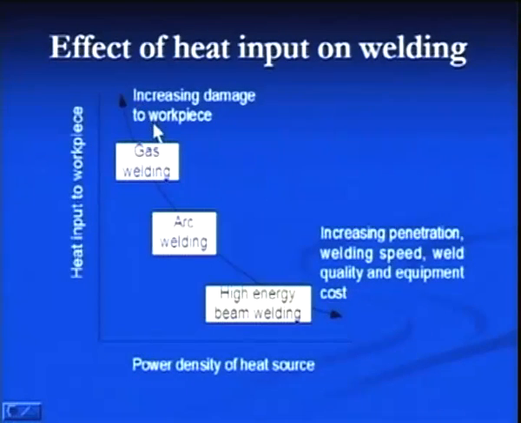The effect of heat input can be seen: if the heat input to the workpiece increases, it leads to increased damage to the workpiece in terms of mechanical properties, distortion, residual stresses, etcetera. On the other hand, if the power density is high, heat input will be reduced, and that in turn gives advantages like increased penetration, high welding speed, and high weld quality, but the equipment cost is also high. So this way we can see the power density of the heat source significantly affects the performance of the welding process and the weld joint performance both.